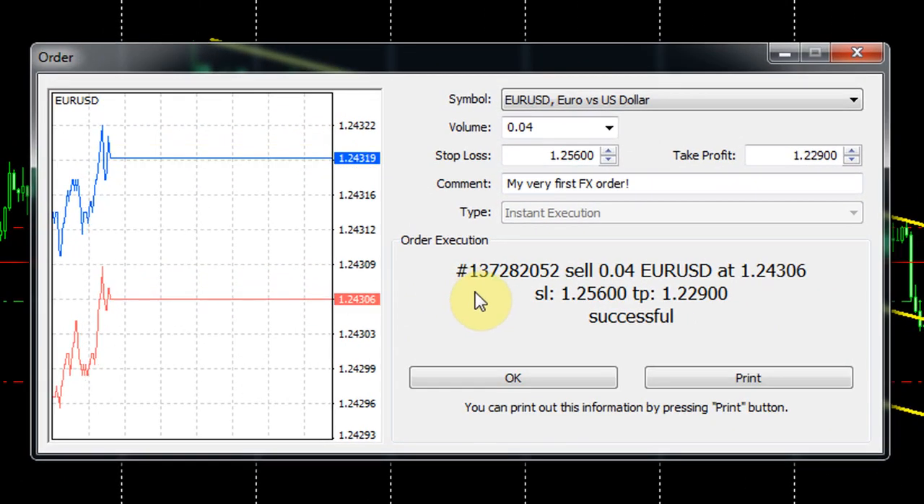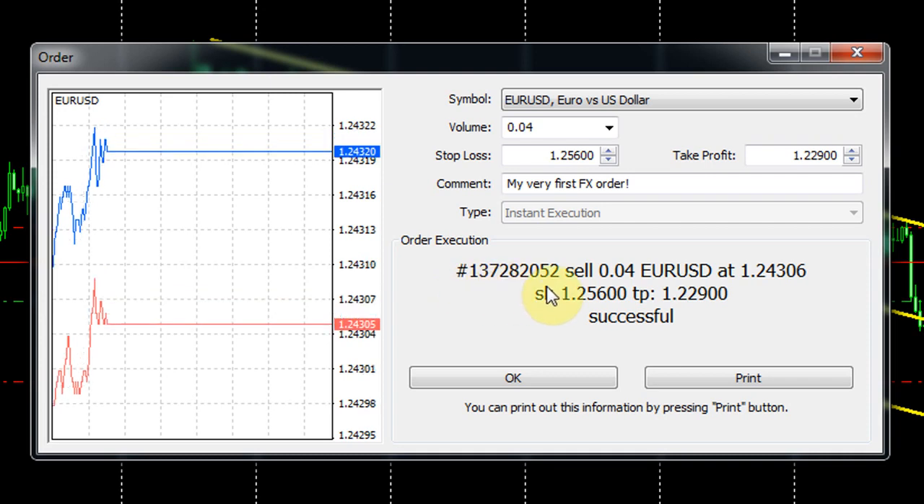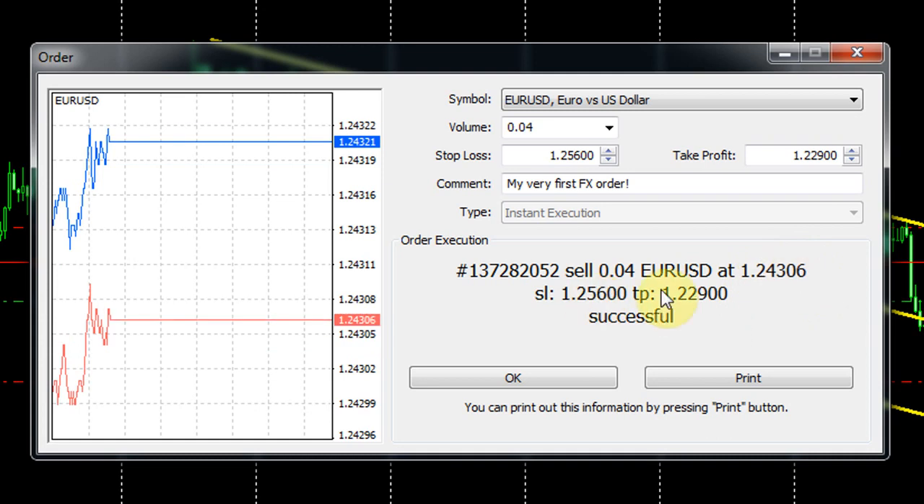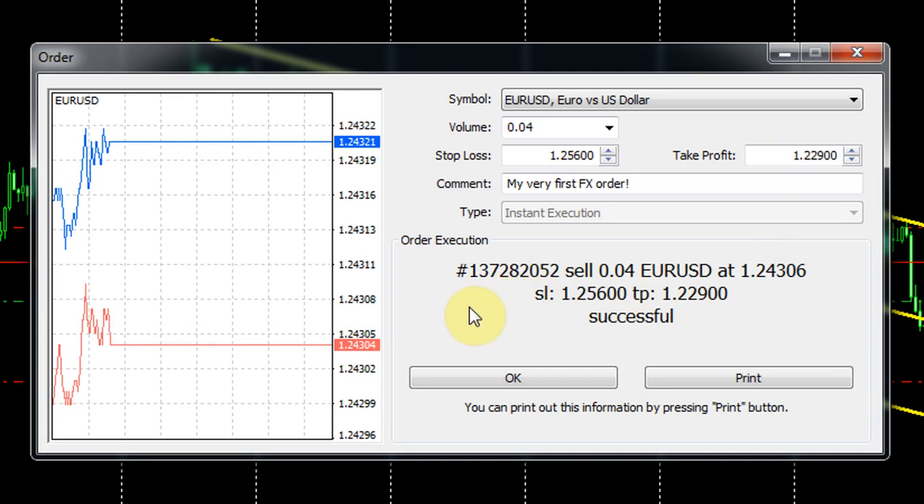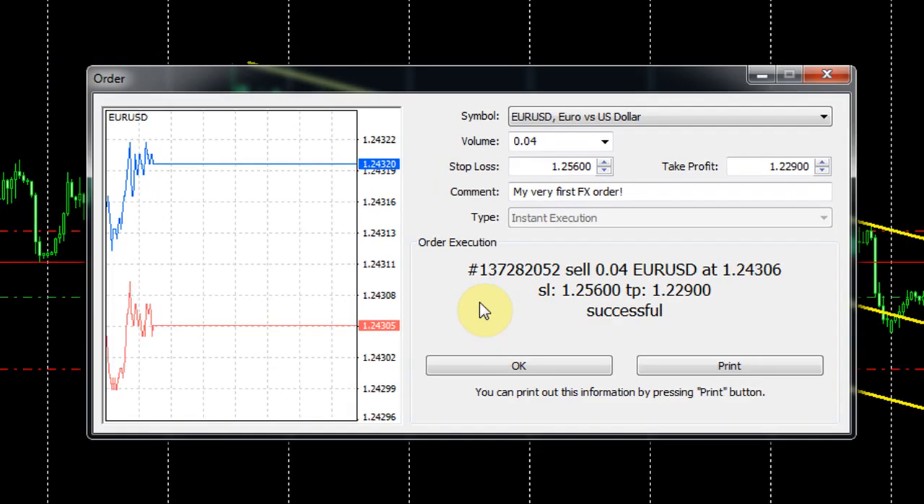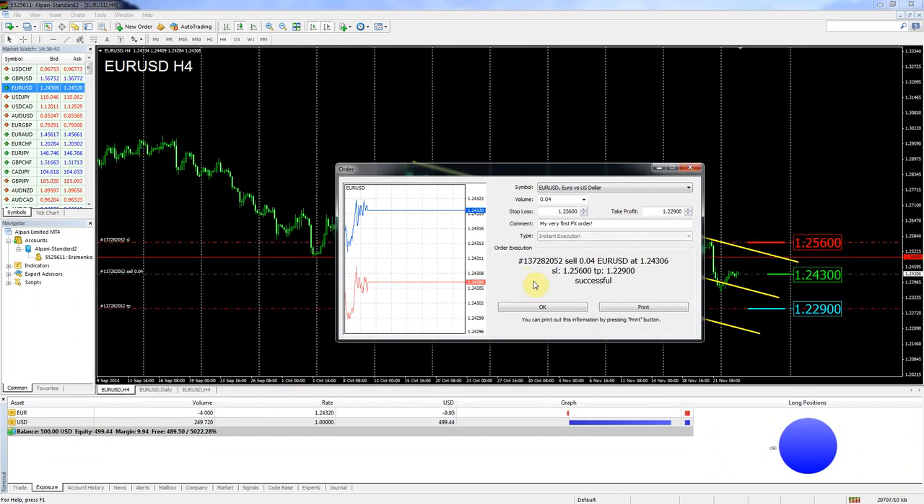The order has been sent successfully, executed, and it's got a ticket number. It's a sell order at 0.04 lots, euro dollar. That's the price at which it was executed. Stop loss and take profit just as we specified. So that's perfect, and congratulations on that. That's a very big first step in your Forex trading career. So I'm just going to click OK here.